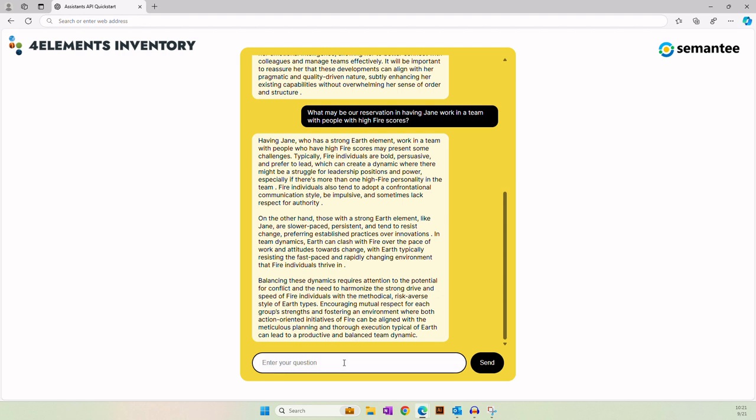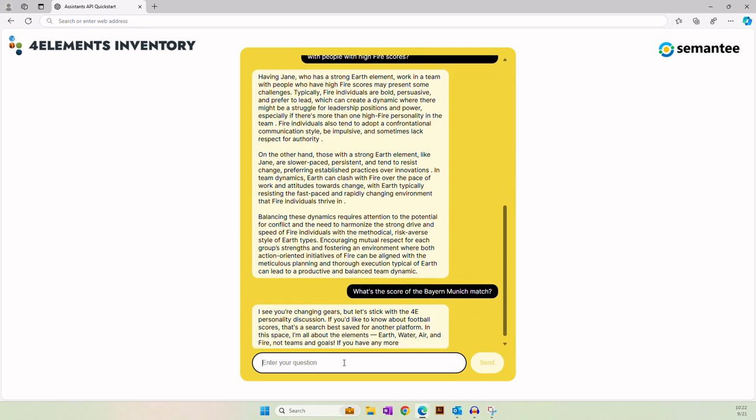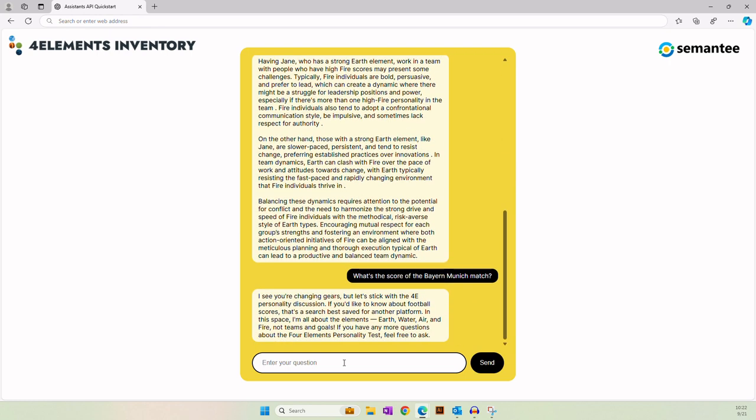Now, what would happen if we strayed away from the topic at hand and asked the system a totally random question? Let's say, what's the score of the Bayern-Munich match? This is a question we get very often because people understand that AI hallucinates, but here we've set the context and programmed the system to only stick with the 4-element inventory discussion. So if you ask it a totally random question, it will say, I see you're changing gears, but let's stick to the topic at hand.